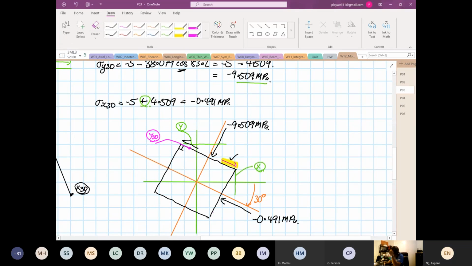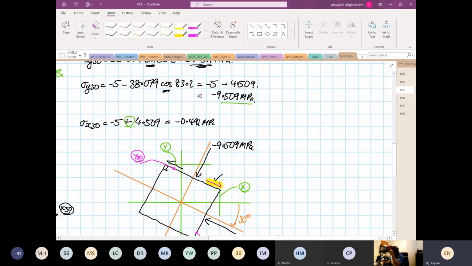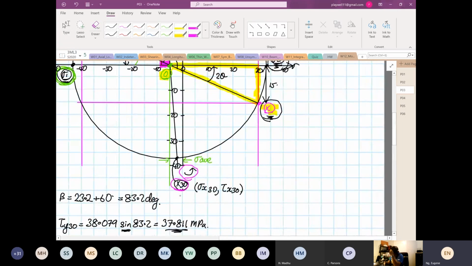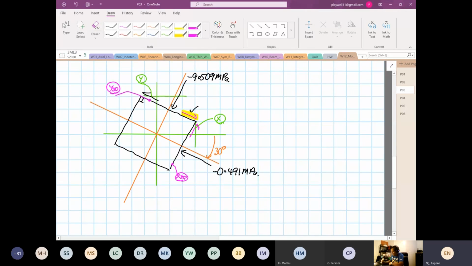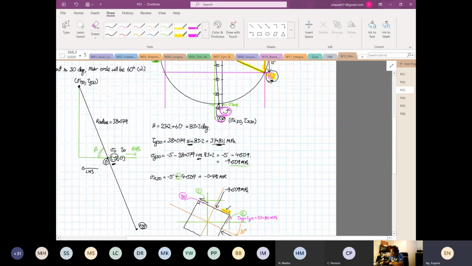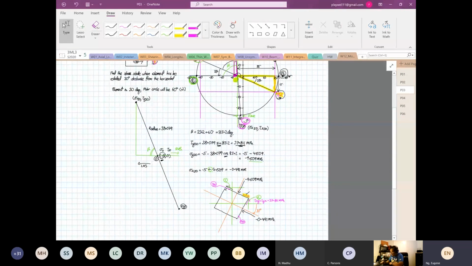Let's look at X30. So this is our X30 point. The rotation of the shear at X30 is clockwise or anti-clockwise? Anti-clockwise. So when that's the case, you know the shear will be going this way. So over here, you can see this is positive shear. Shear XY is equal to shear YX. So it's positive shear of 37.811 megapascal.